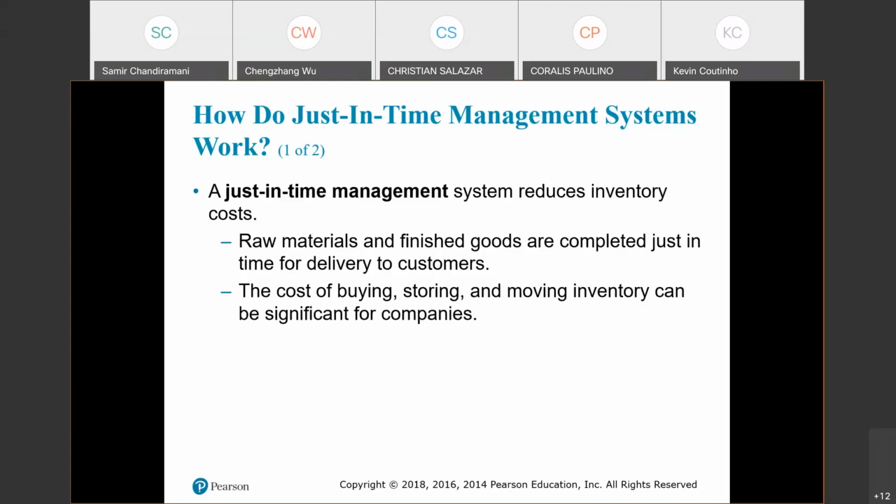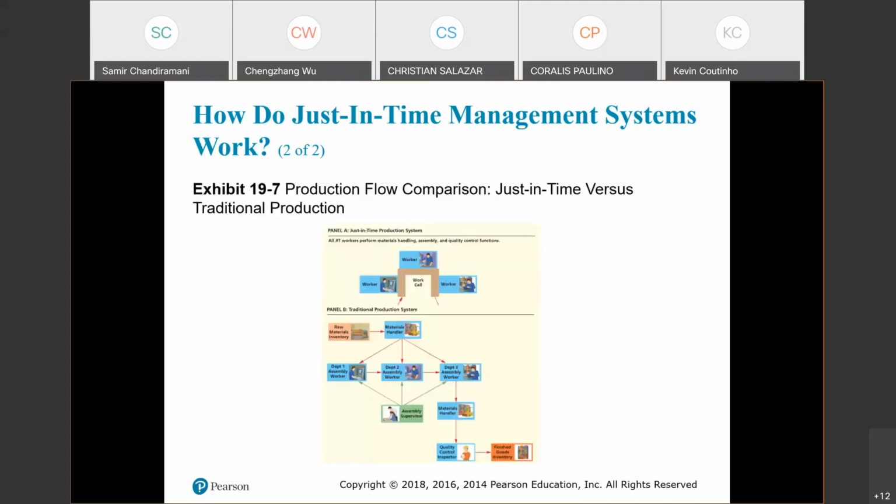Production in a JIT management system is completed in a self-contained work cell, as you can see in panel A of this slide. A work cell is an area where everything needed to complete a manufacturing process is readily available. Each work cell includes the machinery and labor resources to manufacture a product.